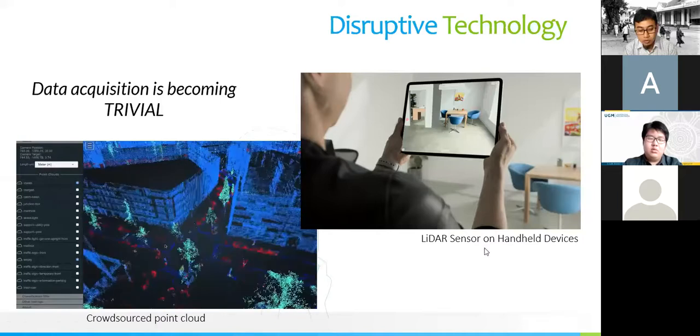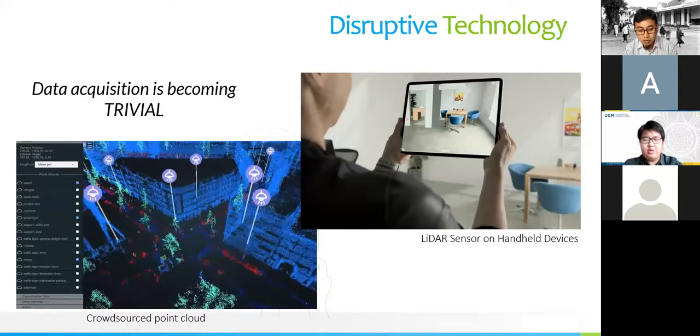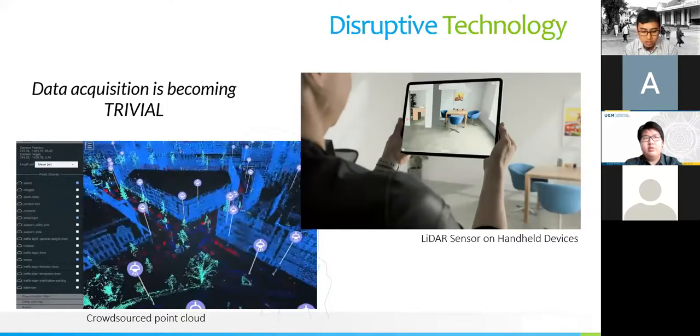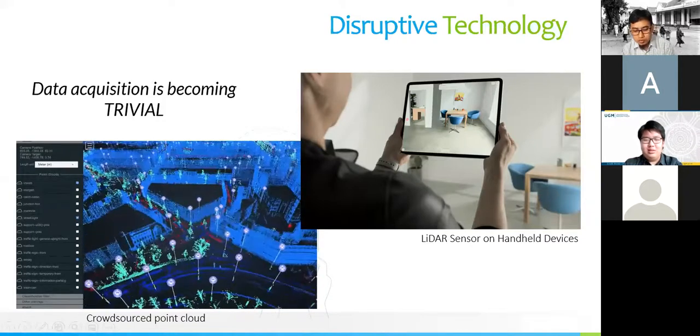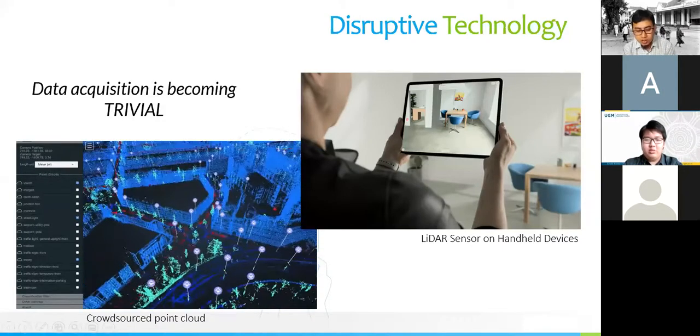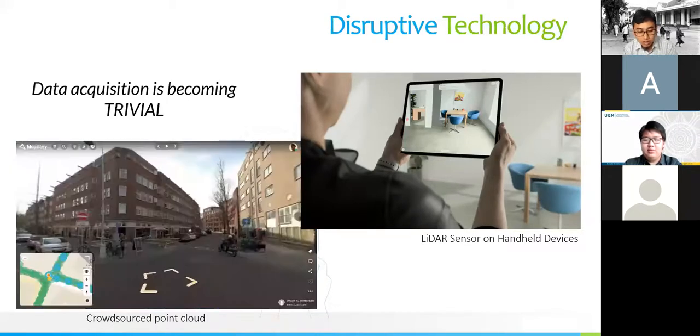And there are also LiDAR sensors on handheld devices. This one is on iPad 12 Pro. We have a LiDAR sensor also on here. So we can obtain 3D data of our room, for example, easily without having to buy terrestrial laser scanners.